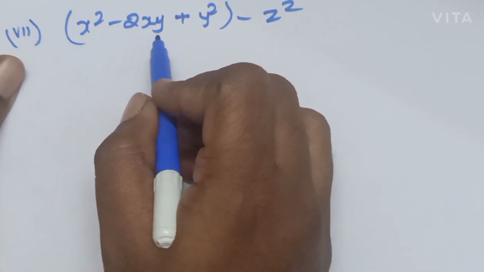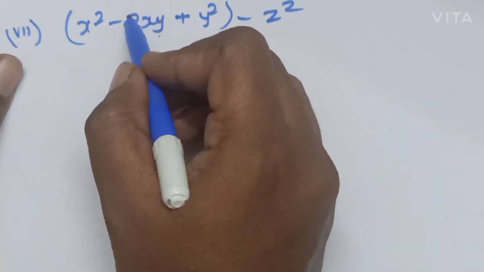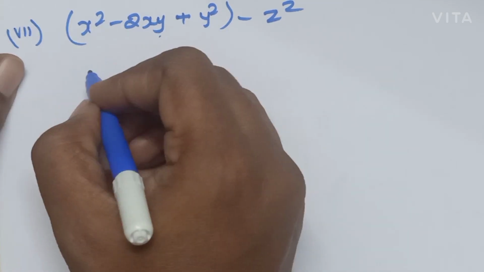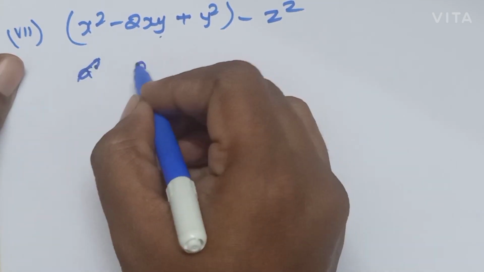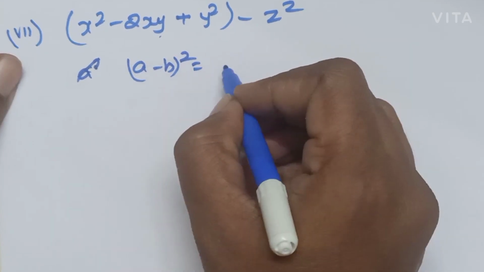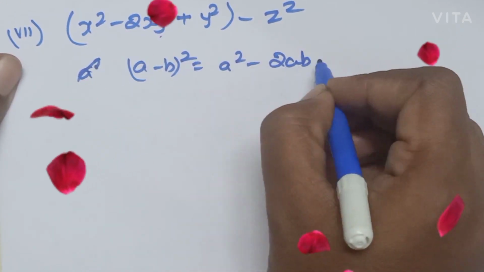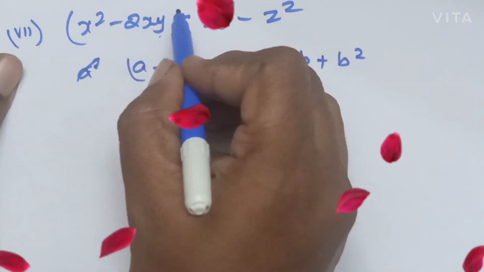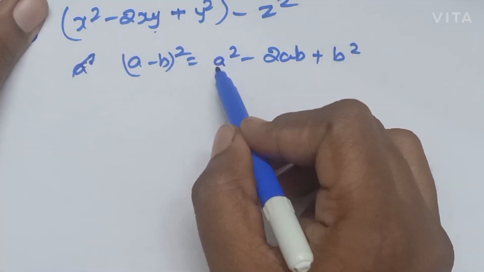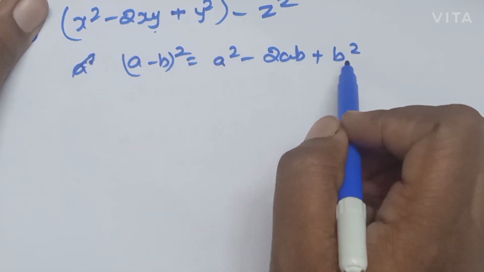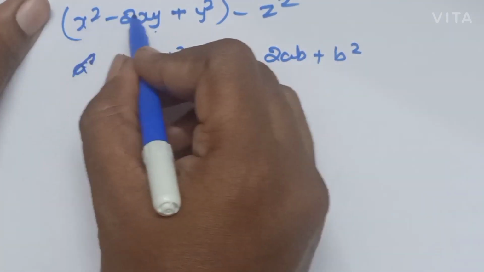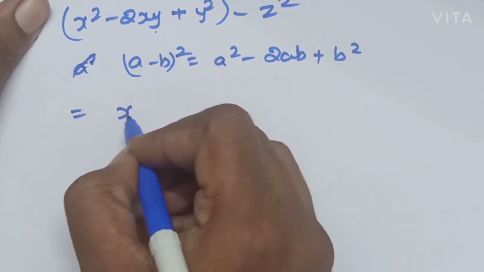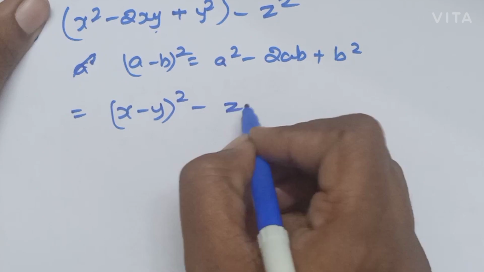Subdivision 7, x square minus 2xy plus y square minus z square. Just consider this term, x square minus 2xy plus y square. We know that a minus b the whole square is equal to a square minus 2ab plus b square. So this term is actually of the form a square minus 2ab plus b square. So we can write x square minus 2xy plus y square as x minus y the whole square. So this is equal to x minus y the whole square minus z square.